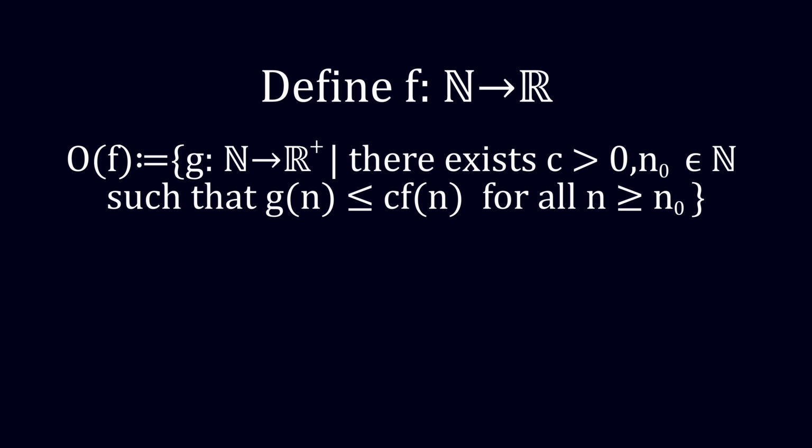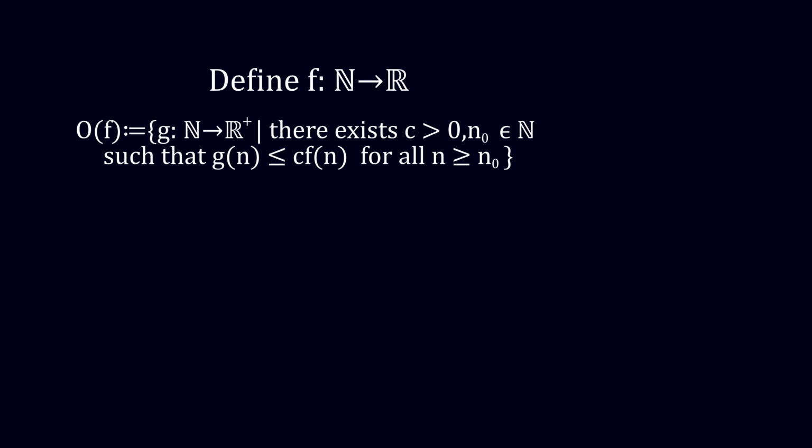We have all functions g that go from the natural numbers to the positive real numbers, with the condition that there exists c bigger than 0 and n0 that is an element of the natural numbers such that g of n is smaller than c times f of n for all n bigger or equal than n0. Now this might sound difficult at first, but let's try and put this into simple terms, and I promise it will make sense. This means that f is an asymptotic upper bound of g.